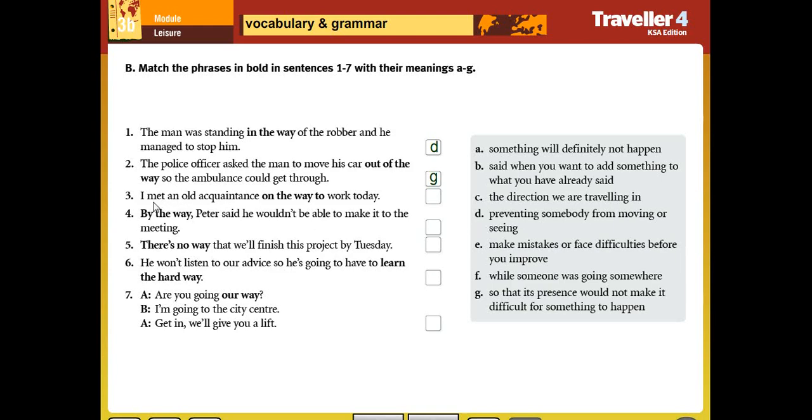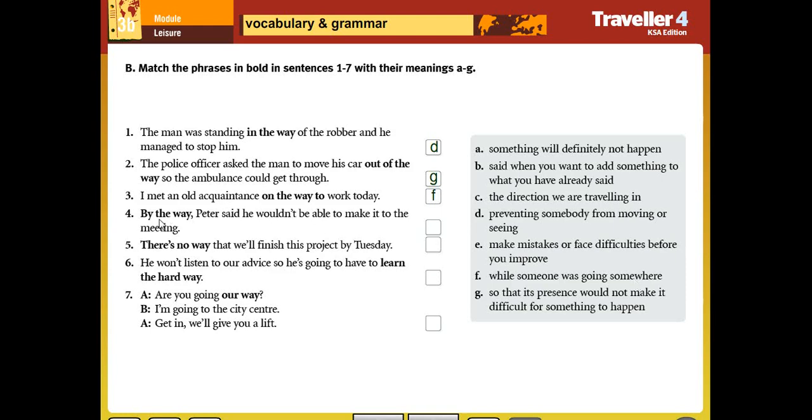Yes, I met an old acquaintance on the way to work. On the way to school, on the way home, on the way to work. You can say on my way to. So what does it mean here? It means while someone was going somewhere, on the way to.